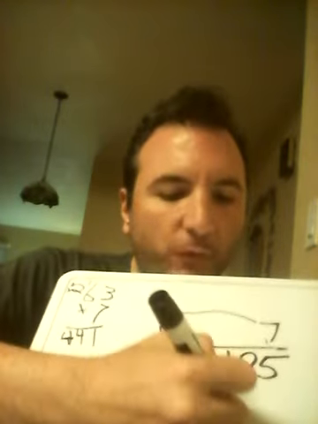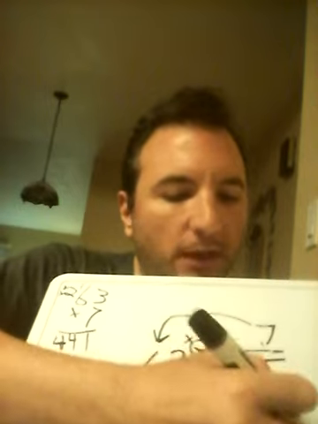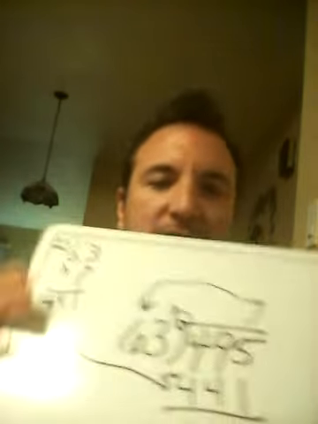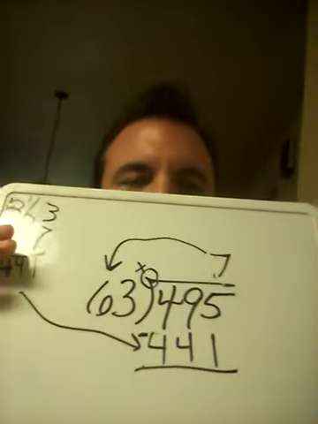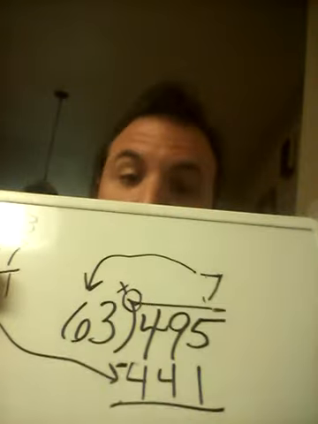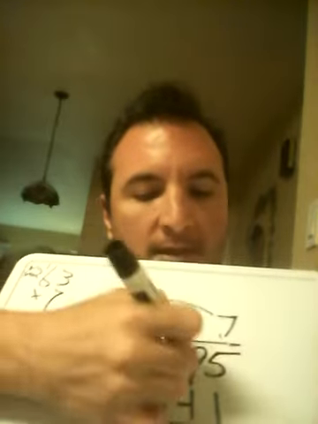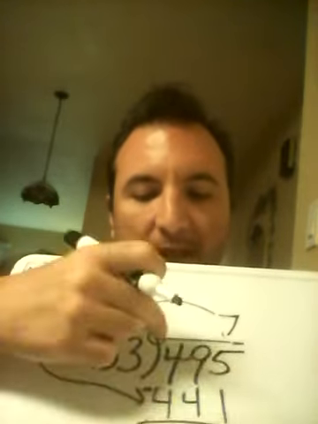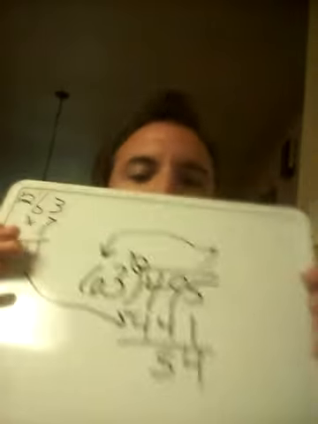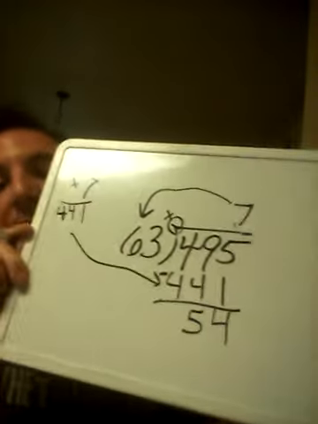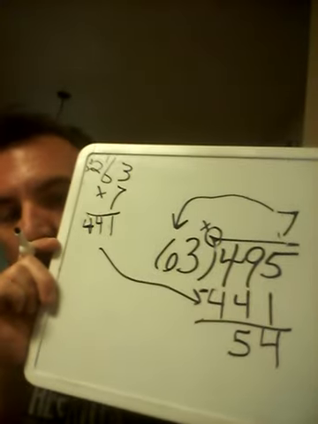441 is now going to go under the 495. So now I have 495 minus 441. Now I can subtract because this number is smaller than this one. So let's do that. Of course, I do right to left. 5 minus 1 is 4. 9 minus 4 is 5. And of course, 4 minus 4 is 0. So there's nothing I can really do. So now I have 54.